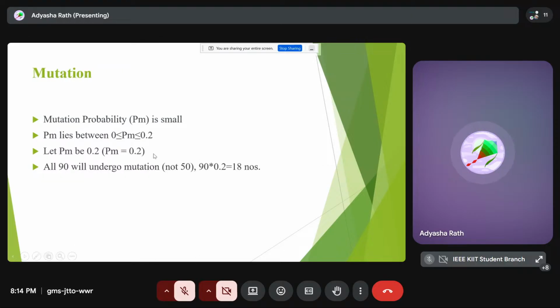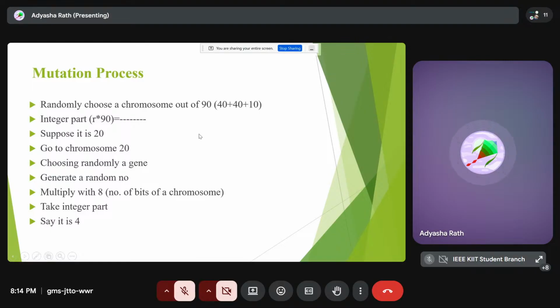Now I will go for mutation. Mutation probability PM is very small. PM lies between 0 and 0.2. Let the mutation probability be 0.2. All the 90 will undergo mutation, not 50. In crossover, 50 was there, but here it is all 90. That means 90 times 0.2, that is 18.